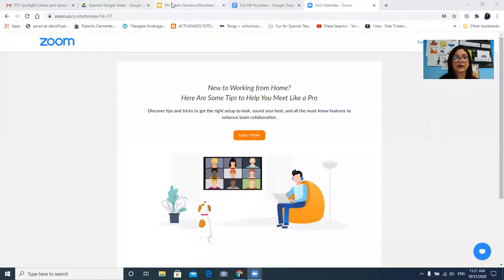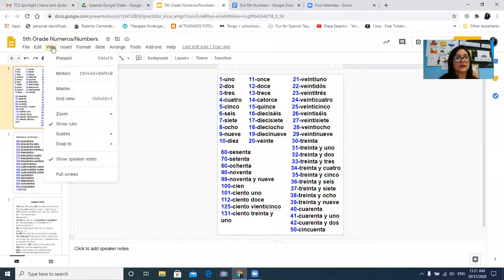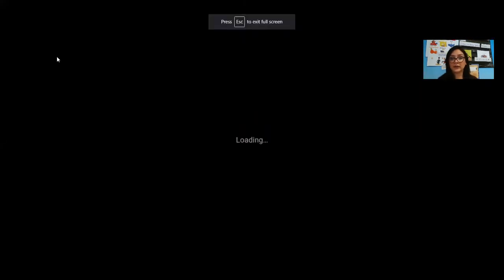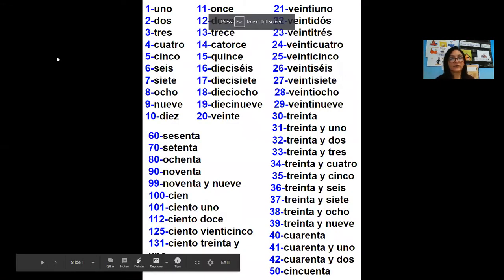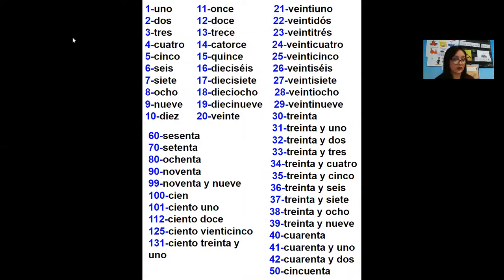I'm going to share my screen, and you're going to see that once we know how to really count from 0 to 30, we can figure out how to count past that because numbers recycle. So I see that I didn't include 0 here. So vamos a decir 0. And to say 0, and I'll add this to the Google slide. To say 0, repite, cero.